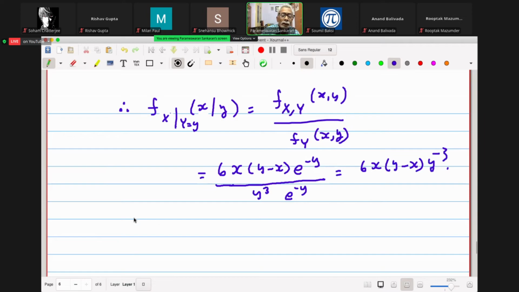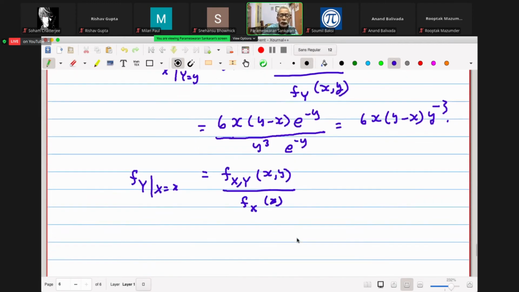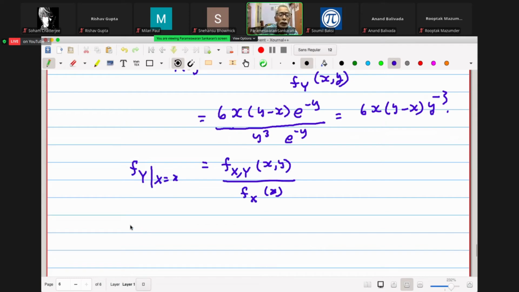All right. Now, similarly, you can find f_{Y given X} equals x. The formula for that is indeed f_XY(x, y) divided by f_X(x). And I just write down only a very brief sketch of that. f_X(x) is just a computation of the marginals, so integral from minus infinity to infinity.